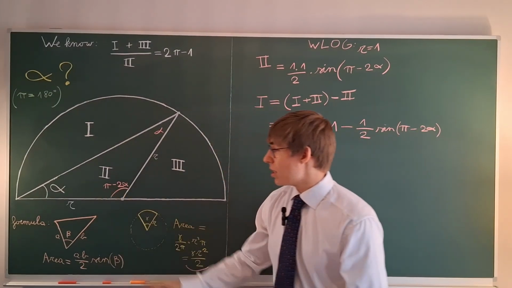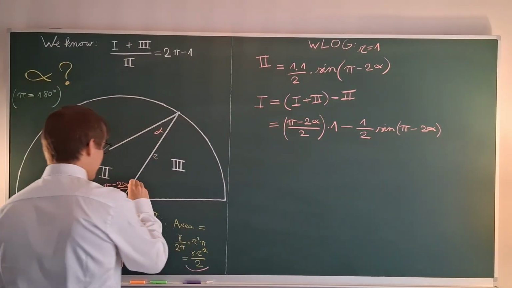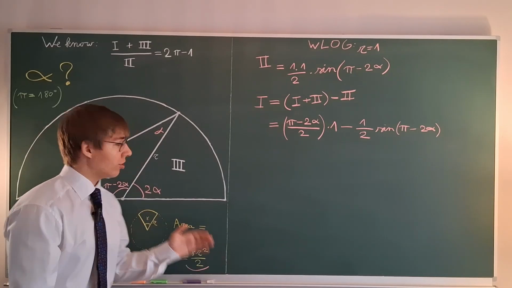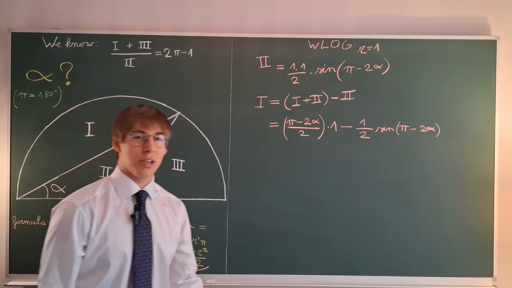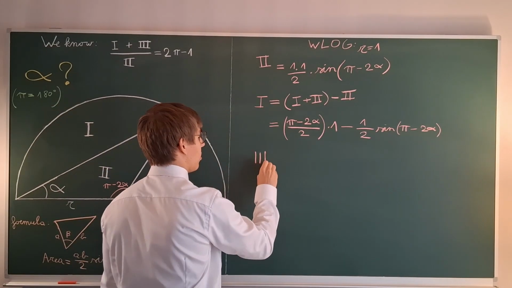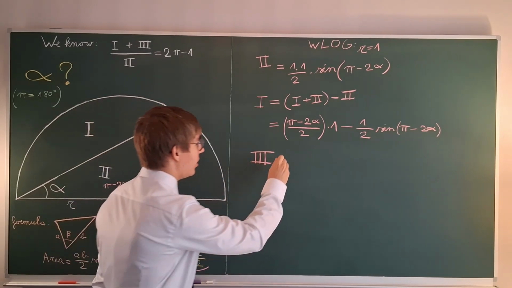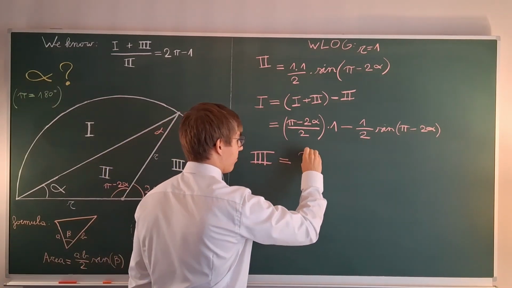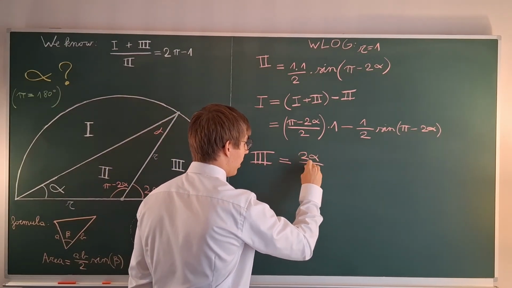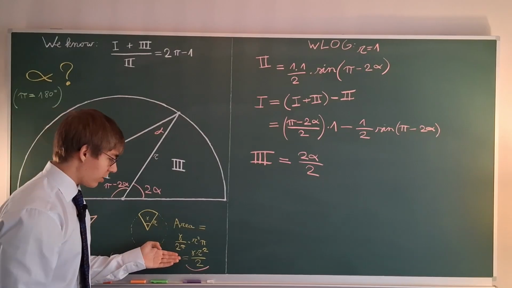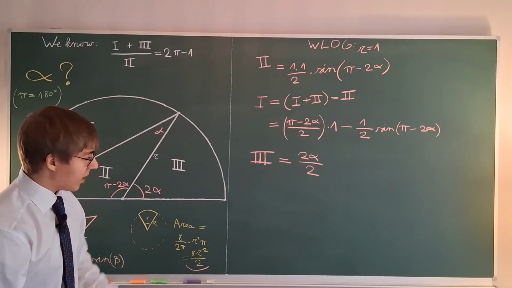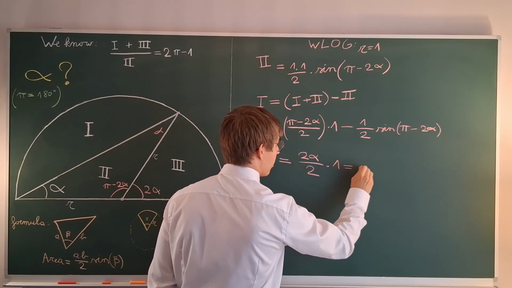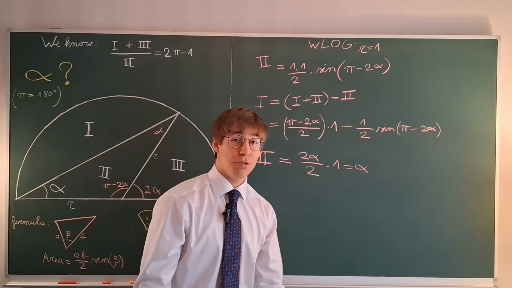But now, since this angle is pi minus 2 alpha, that means that this angle is exactly 2 alpha, and the region 3 is also easy to calculate. So region 3 is this angle, 2 alpha, divided by 2, is what the formula says, and then times r squared, which is 1. So this is just alpha. So now let's use what we know.